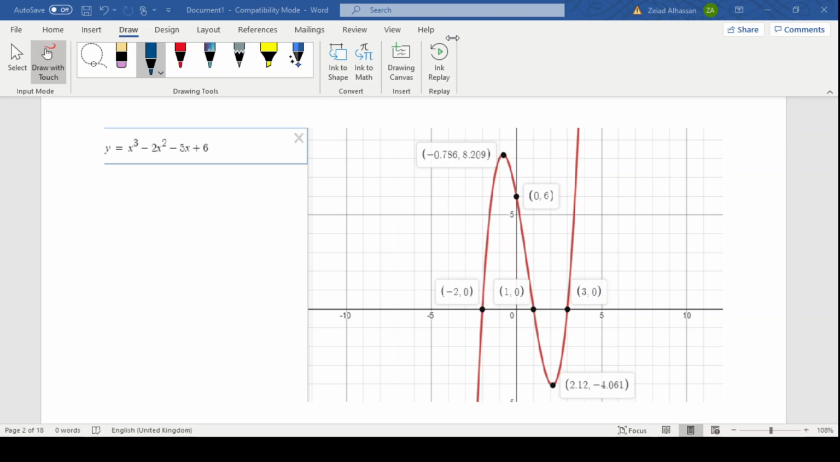Now to continue my video about revision for differentiation P2. We know how to differentiate. Now what is the significance of differentiation? To find the stationary points.